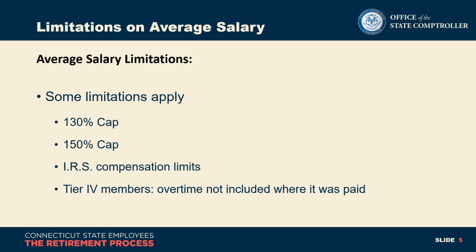Finally, the IRS also has a limit on the amount of compensation we can use for the average salary for high-wage earners. This does not apply to many state employees. For example, the IRS compensation limit for 2022 was $305,000.